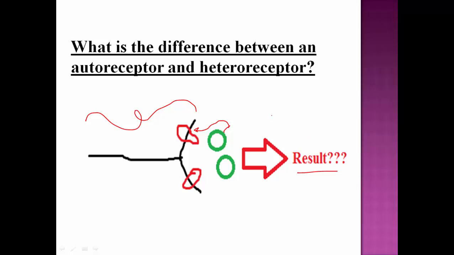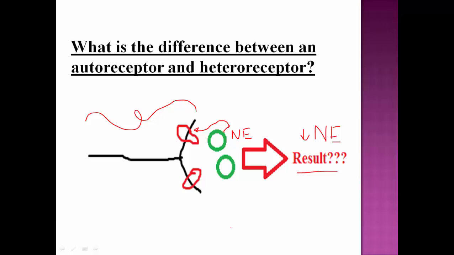then it's an autoreceptor. Because this is norepinephrine, and the result was a decrease in norepinephrine, this is auto, because the ligand is affecting its own release. And this mechanism is called a negative feedback mechanism.